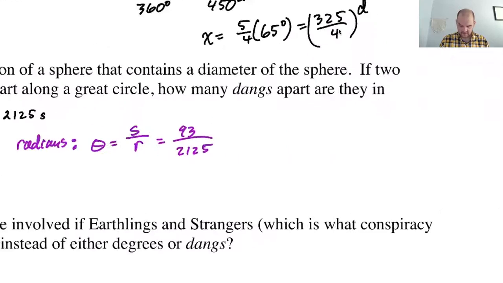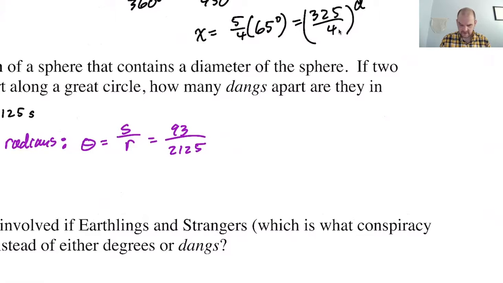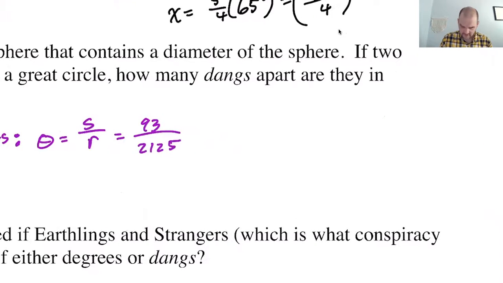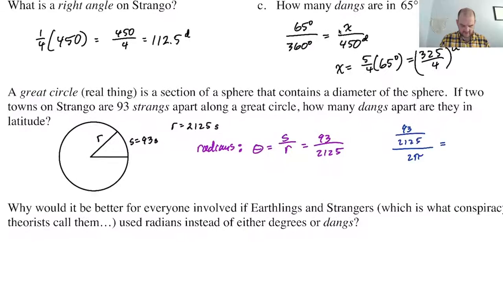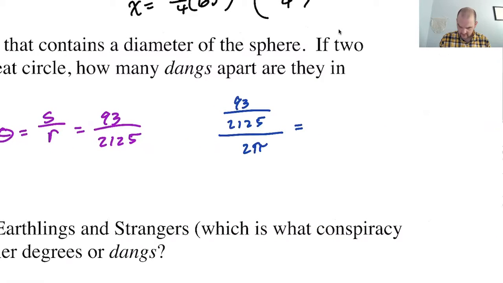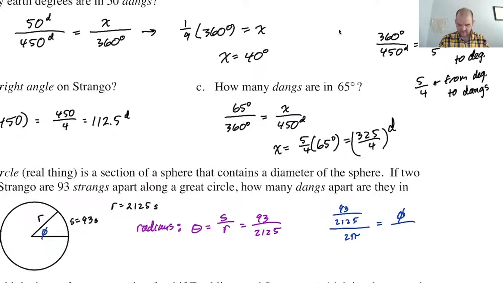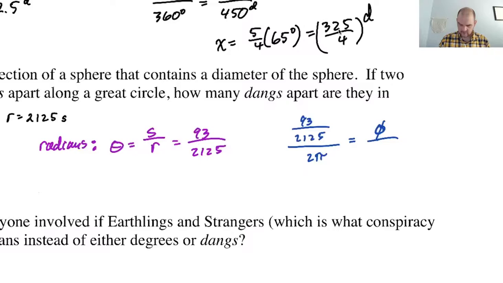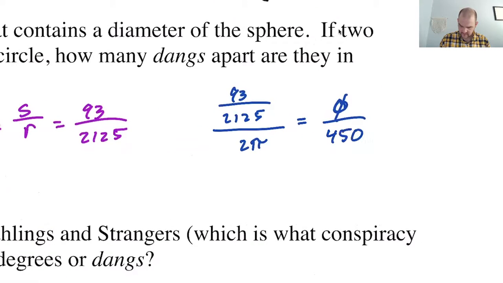Okay, but now I need to get it into dangs. So what do I know? Well, if I do the number of radians that I have out of a full revolution, which is 2 pi, so 93 out of 2125 out of 2 pi should be equal to the value that we're looking for. Let's call this phi, because we haven't used it in a while. Phi out of a full revolution. So what's a full revolution for them? 450 dangs. This is in dangs.